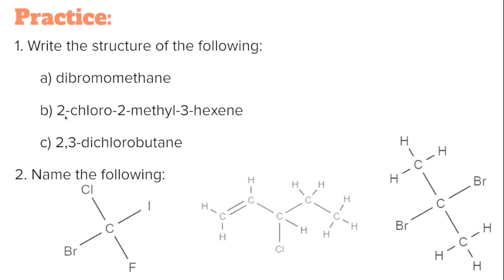And the next one, I've got 2-chloro, 2-methyl, 3-hexene. Again, start at the end, draw out hex. The ene tells you where the double bond is. It has a double bond at carbon 3. Attached to carbon 2 is a methyl group, and attached to that carbon 2 again is a chlorine. And go through all of these. Okay, so pause the video right now. I'm going to show you the answers just on the next slide. Okay, pause.